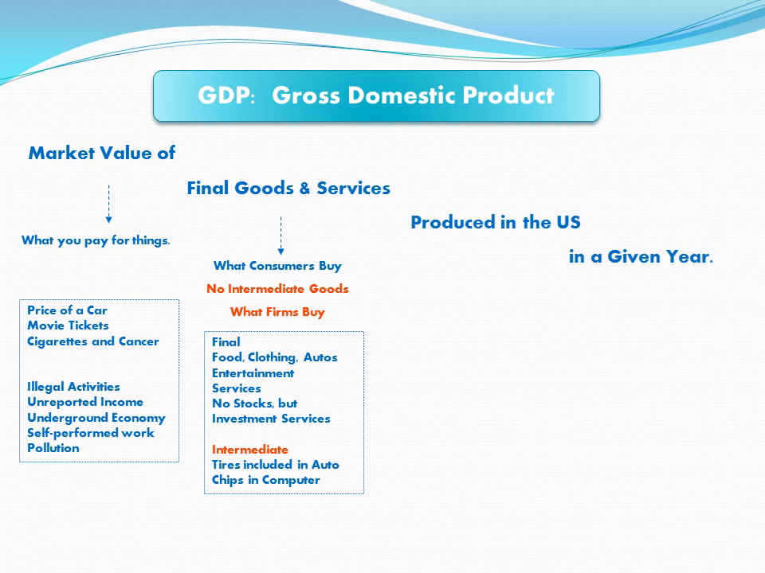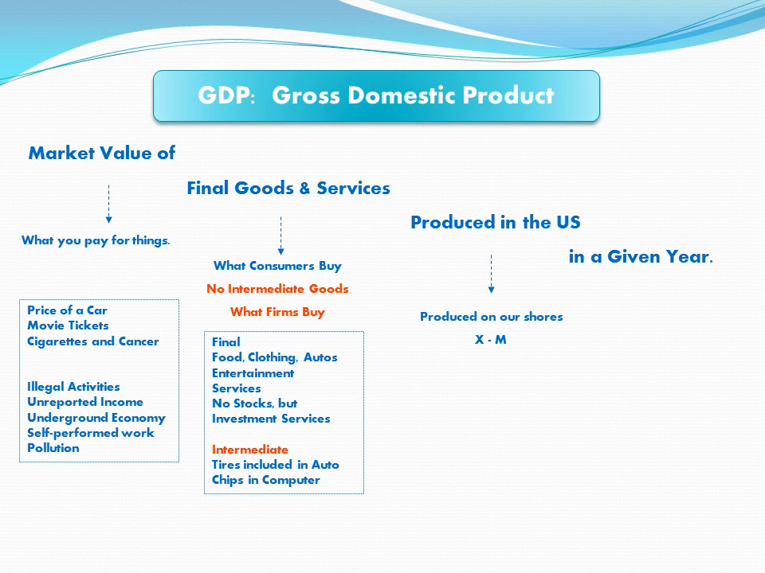That's tires included in the auto at the final purchase price, so we're not going to double count those. Or the chips in a computer. Even though chip making is a big industry, we're going to capture the value of the chips when we sell the computer. So final goods and services, no intermediate goods, because we want to avoid the problem of double counting.